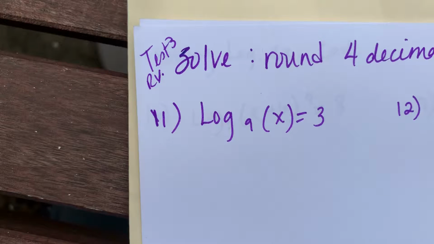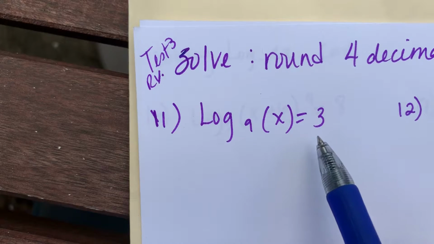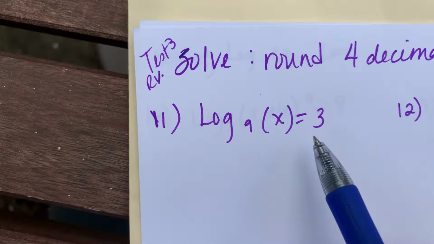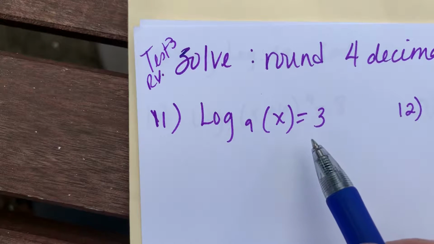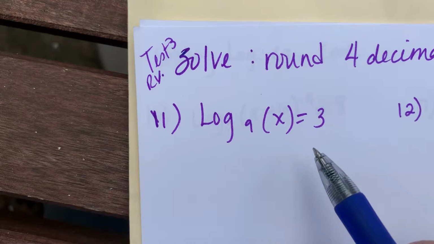In this case, we don't have multiple logs to condense. We don't have a log on the other side, so we can't just set the insides equal to each other. So by default, we have to rewrite in exponential form. We just got finished practicing that in the last video, so this should be a piece of cake.